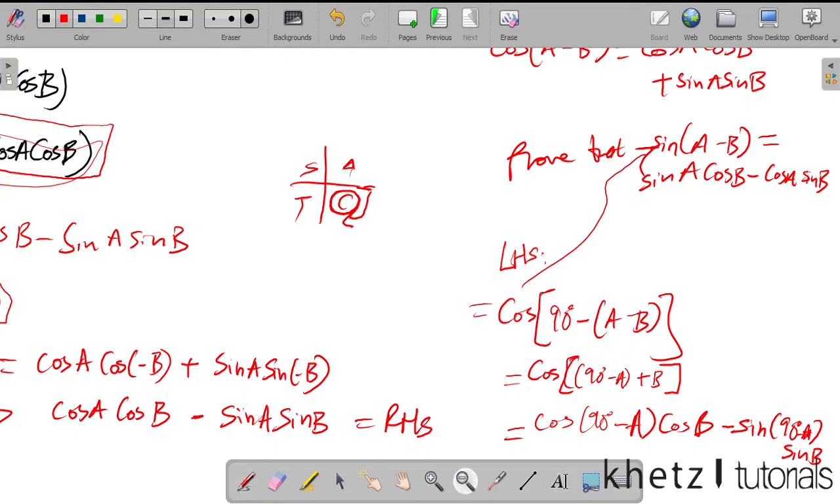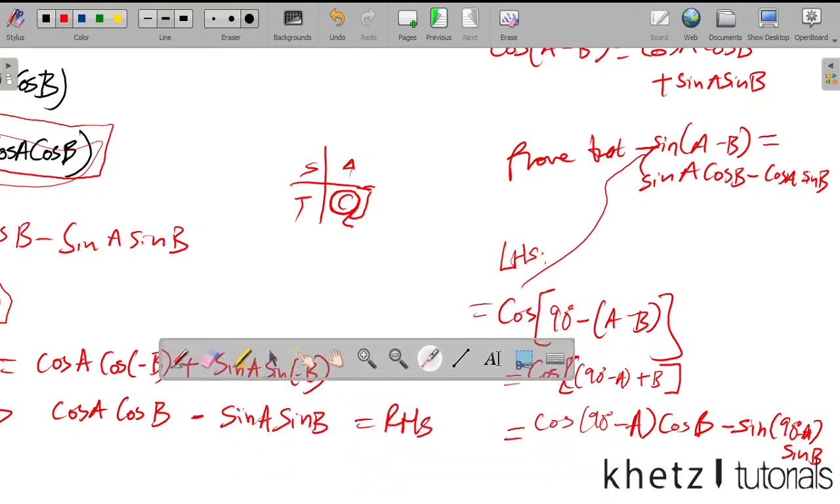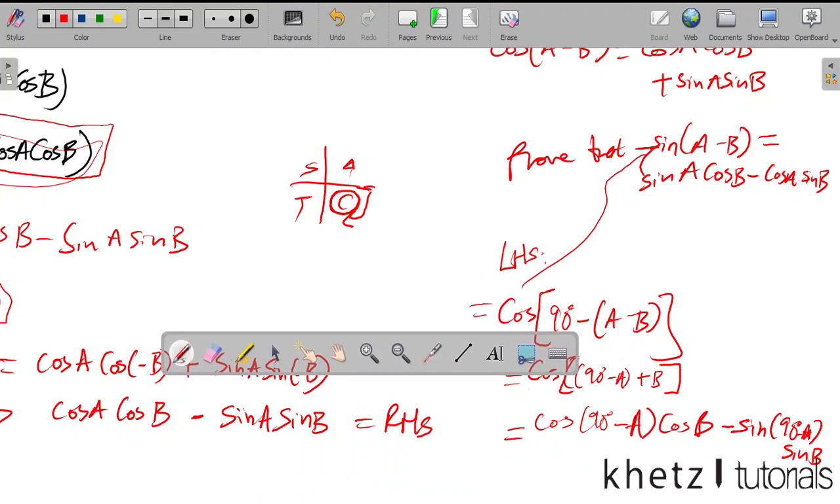And from that, you're going to have a result of sine A times cosine of B, and it's going to subtract cosine of A multiplied by sine of B, and that is equal to our right hand side. So we've ultimately proven that sine of A subtract B is equal to that, and we are basically done with the proofs that we're actually interested in.